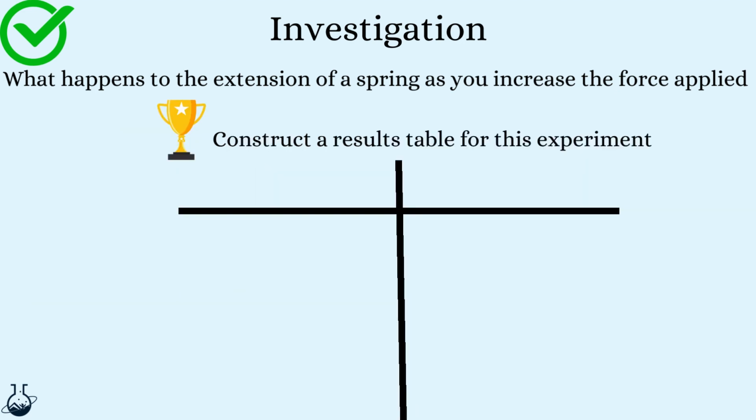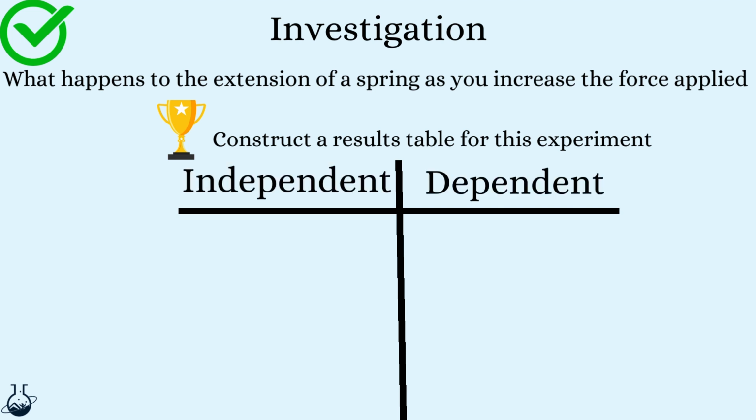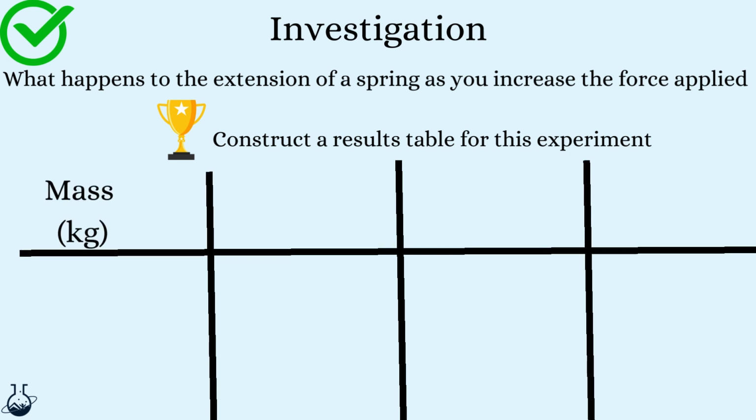If you tried the challenge, excellent job. A results table needs at least 2 sections, with your independent variable on your left and dependent variable on your right. In this case, we will be directly changing mass to convert it into force in newtons.